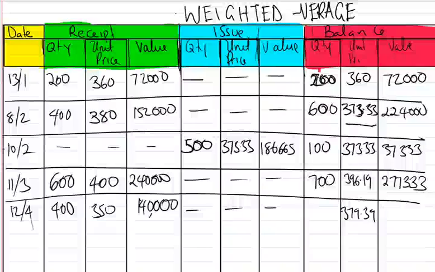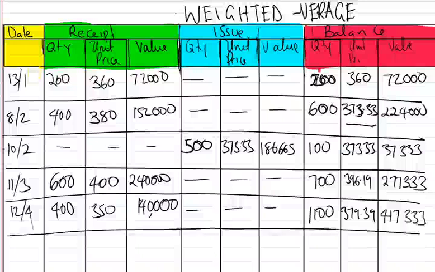So what is the balance in stock right now? We had 700, we have added 400, together will be 1,100. So if we multiply that, we should find 417,333. So we are done with 12th April.